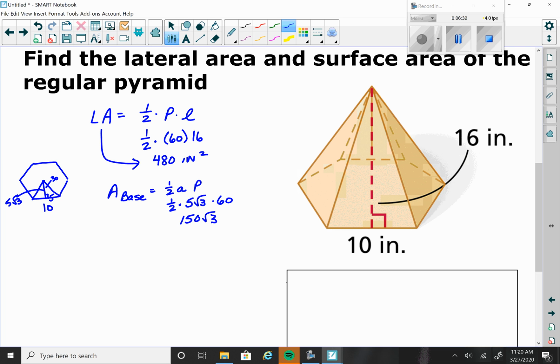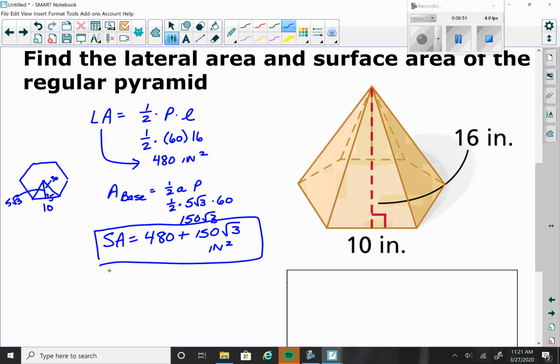So for my total surface area, I'm going to take the lateral area, which was 480, and add to it the area of the base, which is 150√3. Again, don't forget your units. This is going to be inches squared. So again, my lateral area was the easy part. It's the total surface area that I had to think more about. So that was a little bit trickier.